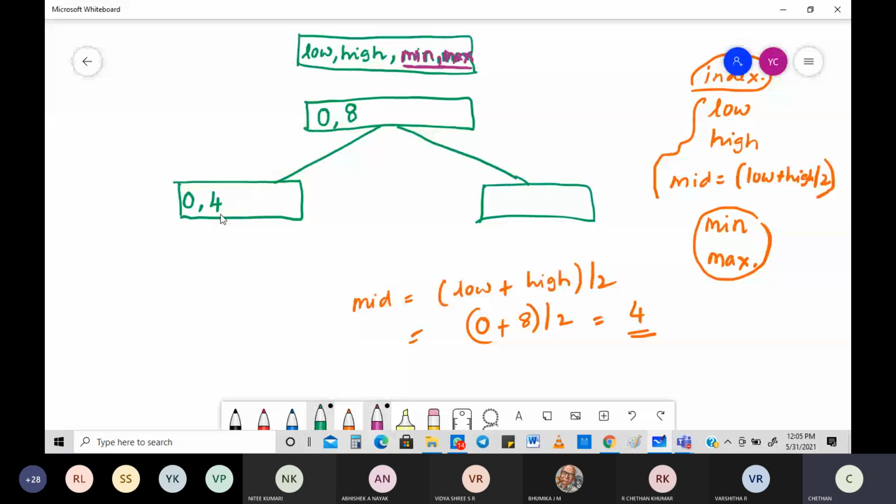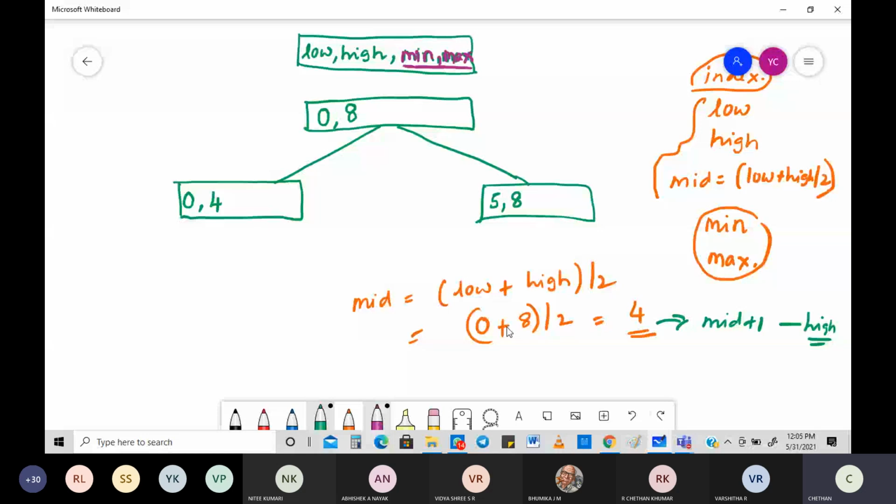So this side, what needs to be done? This side needs to be done after mid. After mid, what is there? It is mid plus 1, up to the last point, which is the high point. So what is there here? It is 5 to 8.